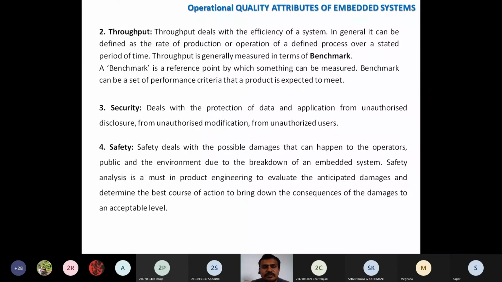Safety analysis is a must in product engineering to evaluate the anticipated damages. Obviously, as I said, we need to consider it. We should not damage the component, and we must determine the best course of action to bring down the consequences of the damages to an acceptable level. We need to take safety measures while designing the embedded system.